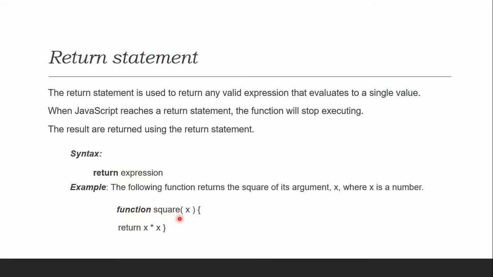You have function square x and then return x times x. So in this case, it has to ensure that this statement is executed, and it would mean that the function has come to an end, and the results will be returned using this statement. So if it's 10 by 10, then return will return 100.